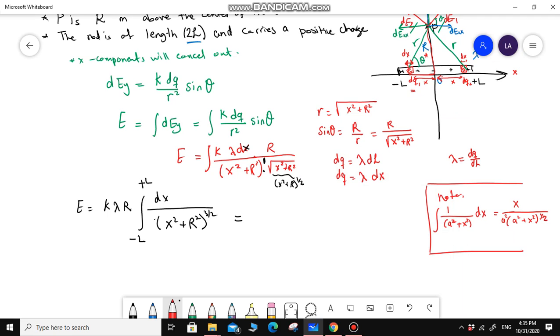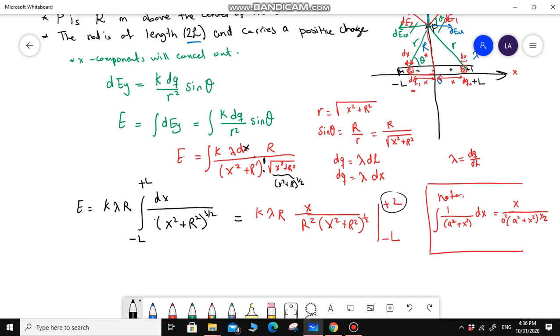So I will be substituting the answer here. I have k lambda r. Then the answer of the integral is x divided by the constant a, which here is r. I have only this constant, r. So I have x over r squared times (x squared plus r squared) to the power of half, which is just a radical. We can keep it as power of half because it's simpler when we plug in the limits of the integral.